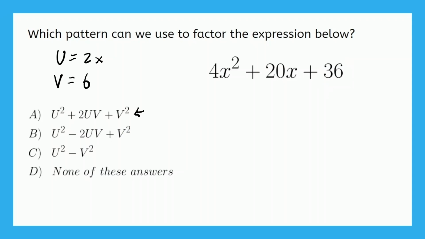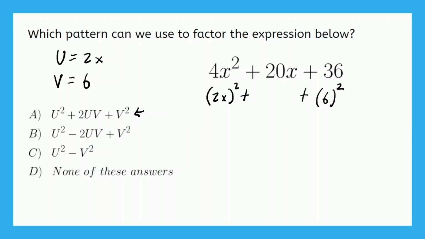And here's our candidate answer. Now let's write over here 2x squared. So there's U squared, just like we have U squared right here. And then plus something. We don't know yet. And then we're hoping it's 20x, but we don't know. And then plus V squared is 6 squared.